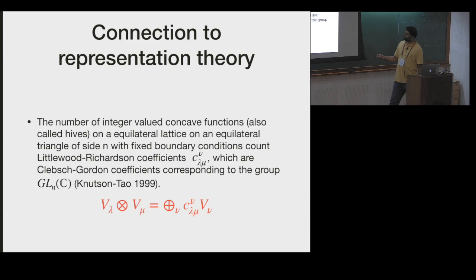So what happens is, if you take the tensor product of two irreducible representations of the general linear group, you can decompose it as a direct sum of irreducible representations. And the multiplicity with which a given representation occurs is given by this Littlewood-Richardson coefficient. And that also has a combinatorial description as the number of concave extensions of a certain picture to the interior. So the next slide will clarify this.